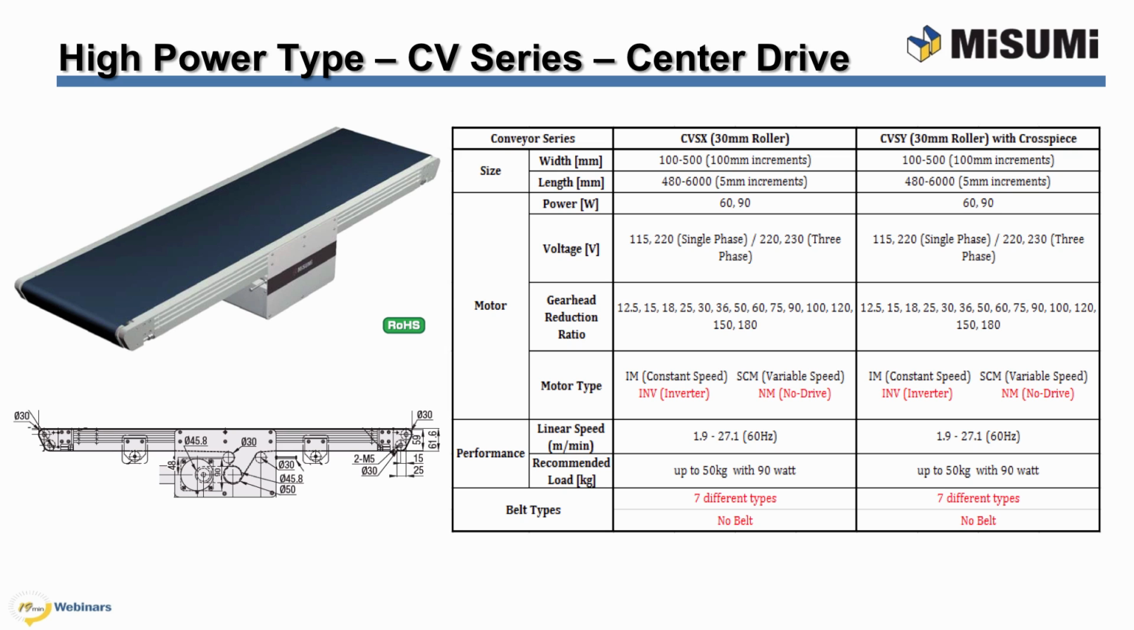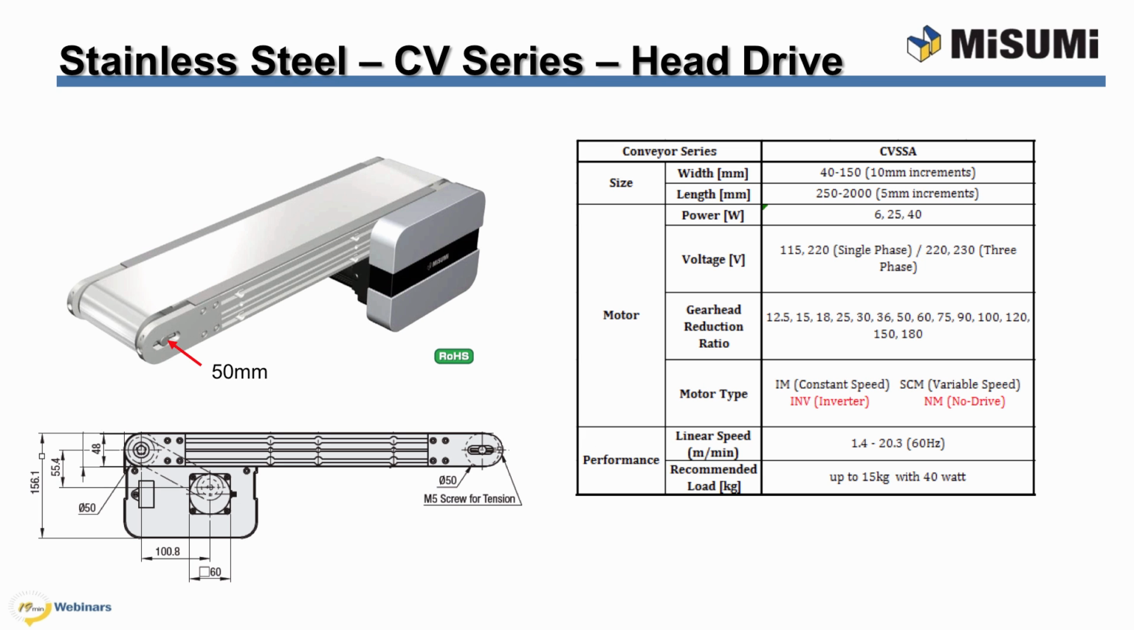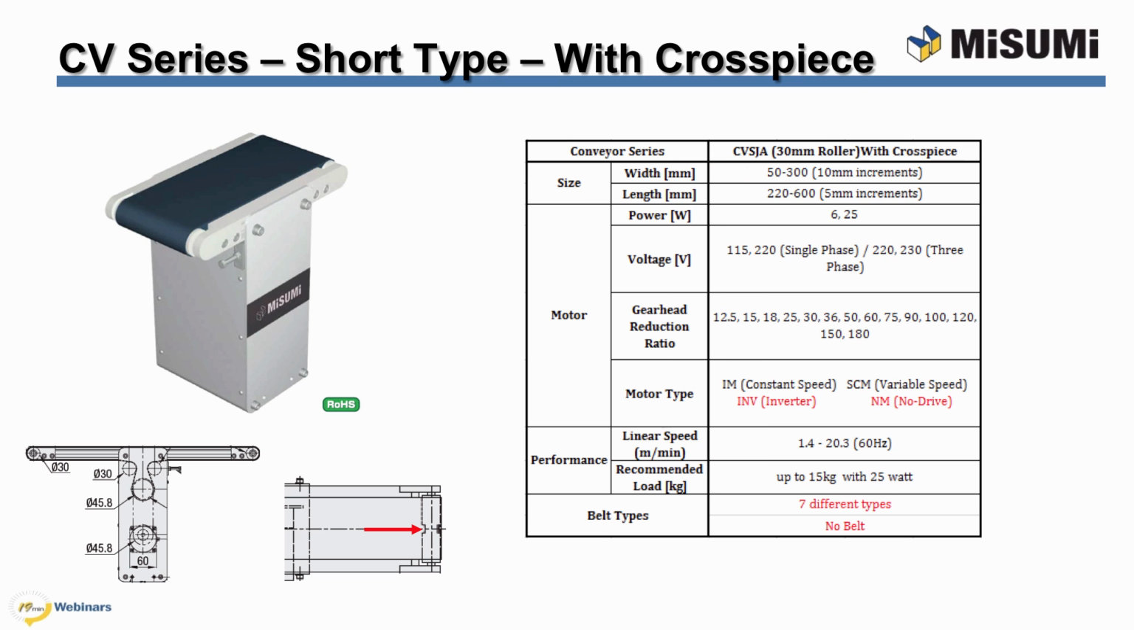CVSX and CVSY are very much like the CVSE and the CVSF conveyors, but these are the center drive version. CVSSA is our stainless steel conveyor belt type. It has a 50mm diameter roller. CVSJA is a short type conveyor with a crosspiece. The crosspiece allows a guided belt to be used.